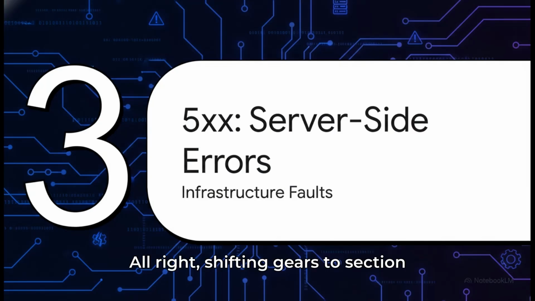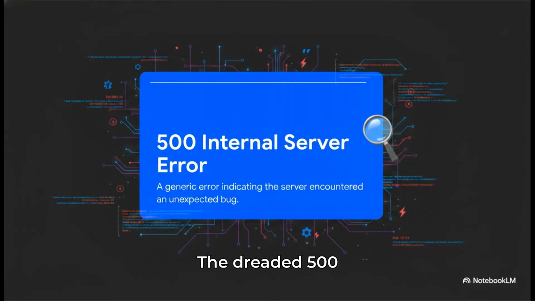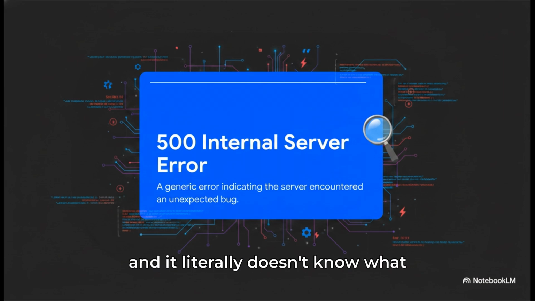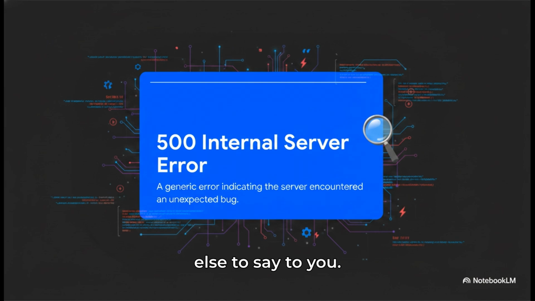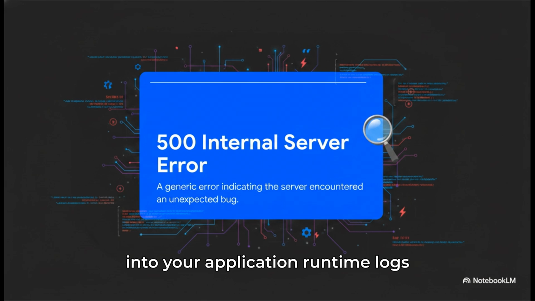All right, shifting gears to section 3, 5xx server-side errors. This is where we look at our own infrastructure faults. The dreaded 500 internal server error. It is the ultimate catch-all. It means the server encountered a nasty bug, an unhandled exception, or a full-blown application crash, and it literally doesn't know what else to say to you. It's giving up. When you see a 500, your next step is almost always to dive straight into your application runtime logs to hunt down that stack trace.